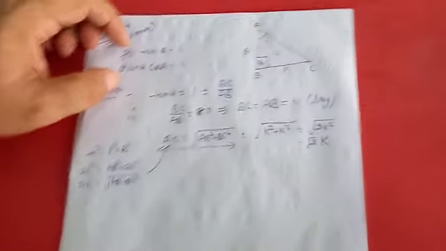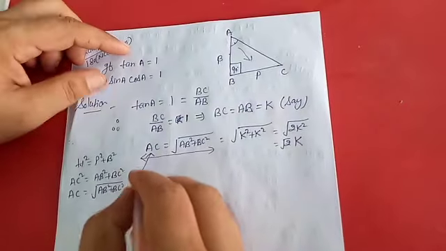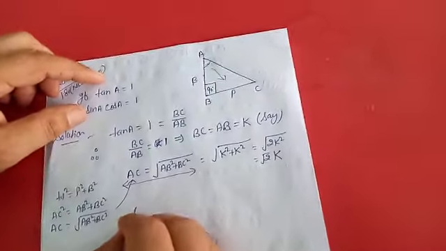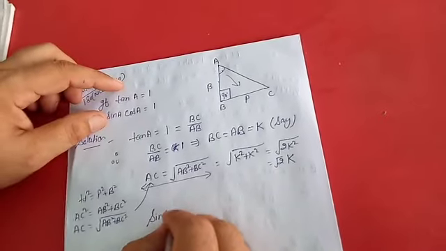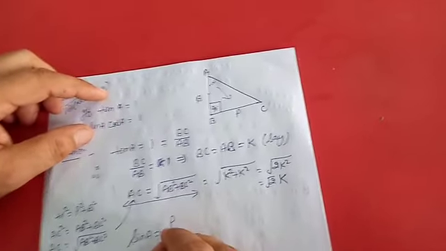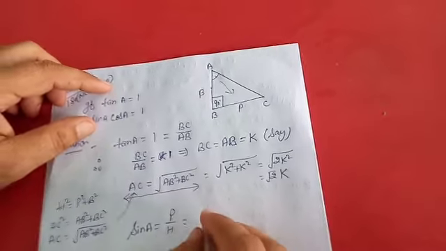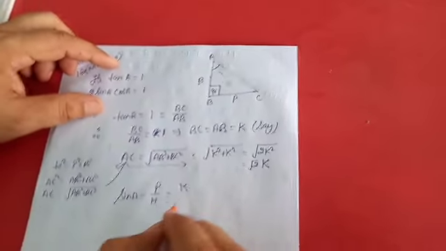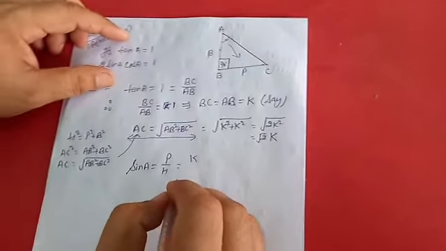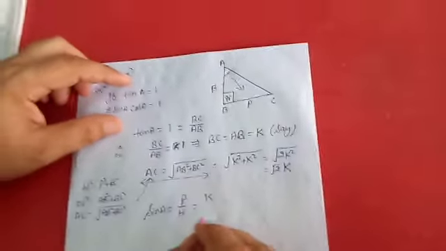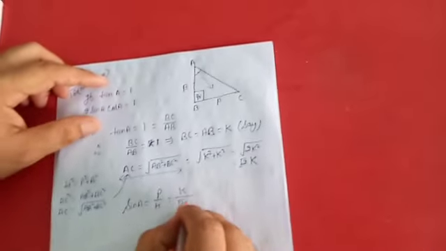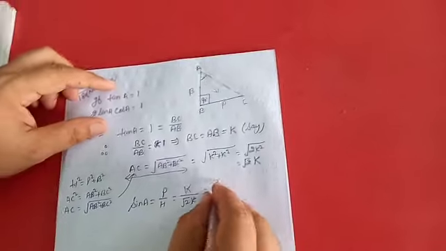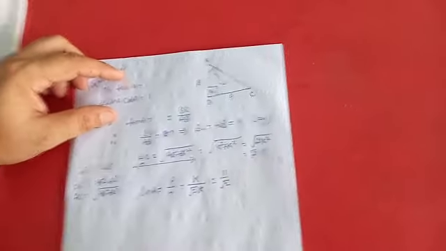Understood? Now find out which you need. Sine of A. Sine of A is perpendicular by hypotenuse. What's perpendicular here? K. And this is under root 2k. K cancels k, 1 by root 2.